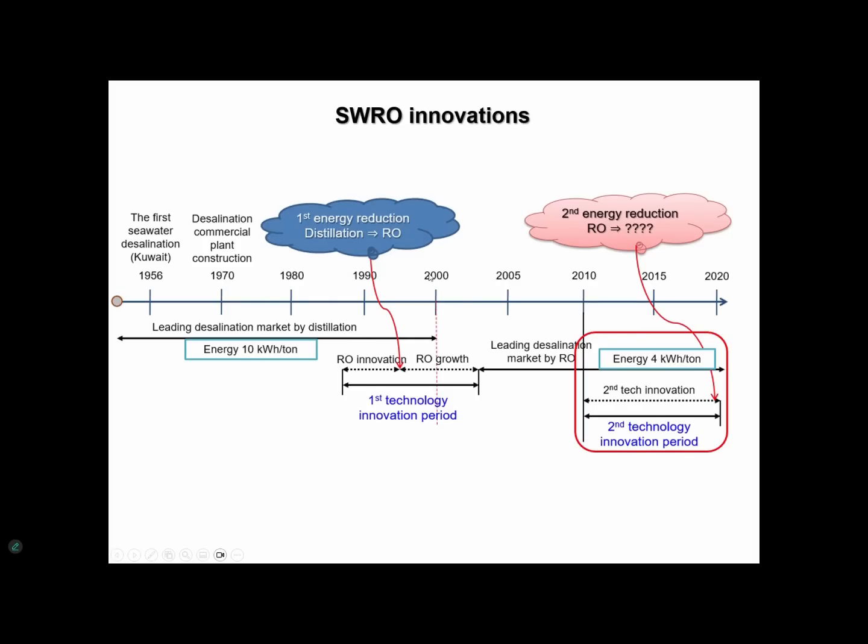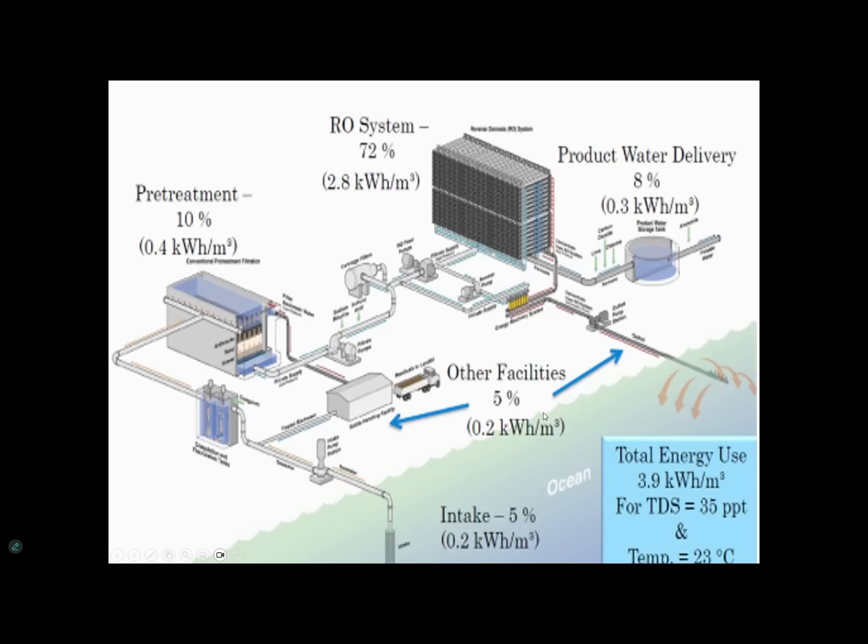And then we had a second energy reduction innovation, which is the pressure exchanger. The pressure exchanger decreased the energy cost by almost 50%, from 10 to 4 kilowatt hours per cubic meter, so that a lot of SWRO has been applied since 2010. So that's how reverse osmosis has evolved for seawater desalination.